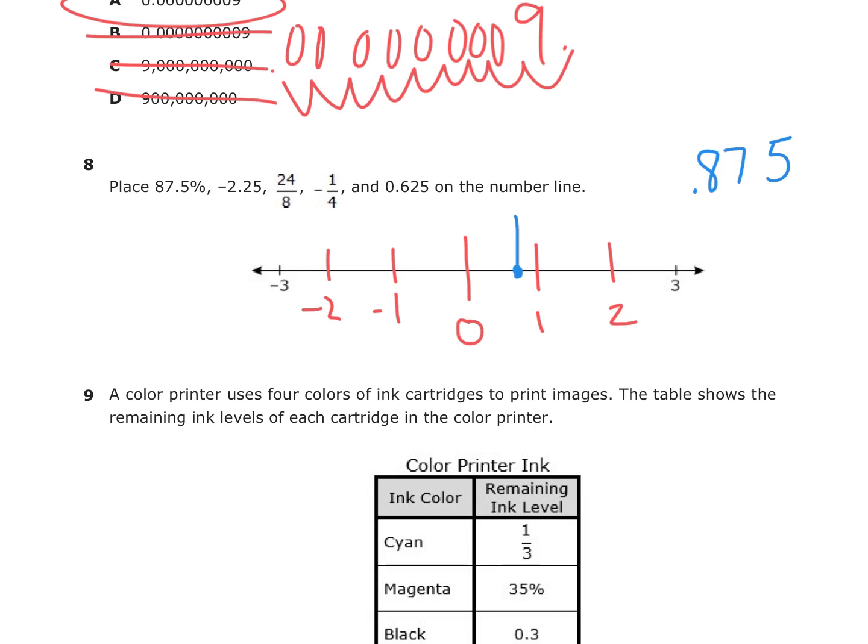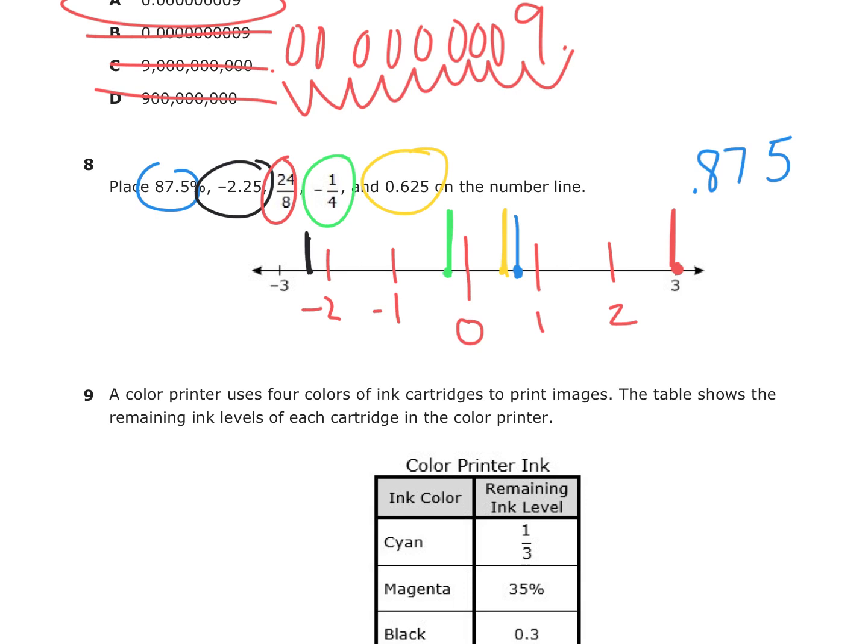Now, where should the -2.25 go? Right behind the -2. Behind means which way? To the left. To the left of -2. Somewhere over there. And then what's 24 divided by 8? 3. So that goes on the 3. Then -1/4 should go where? Right there, right behind 0. And lastly, this value is where? Right behind the 0.875, but in front of 0. So it should look something like that.